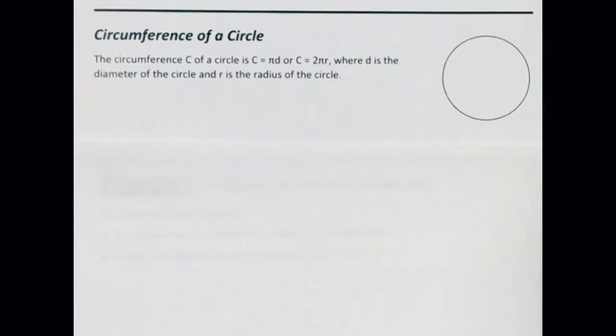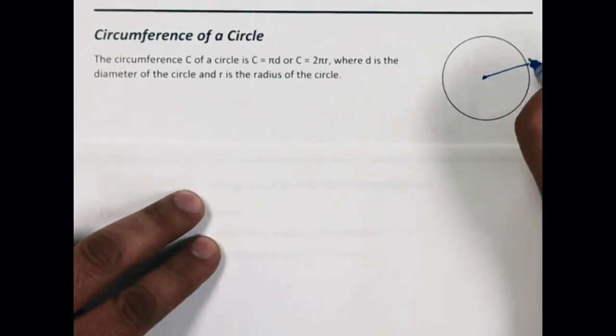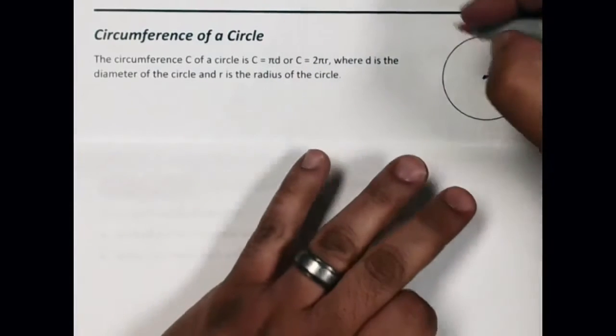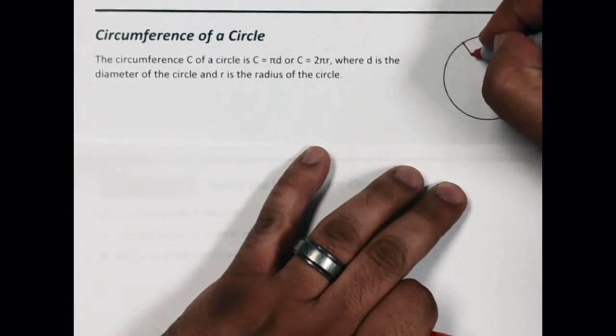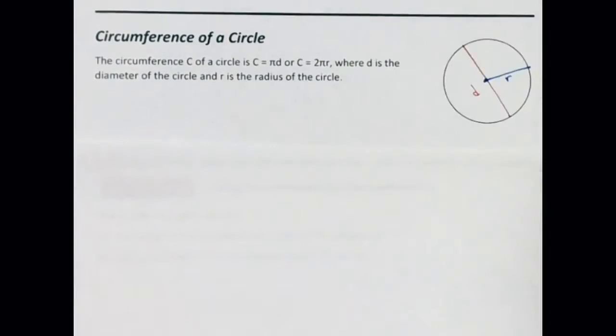Now, if you don't remember, the radius goes from the center of the circle to an edge, so that would be our radius. The diameter goes from one side of the circle to the opposite side, but through the center. Okay, so this would be our diameter.